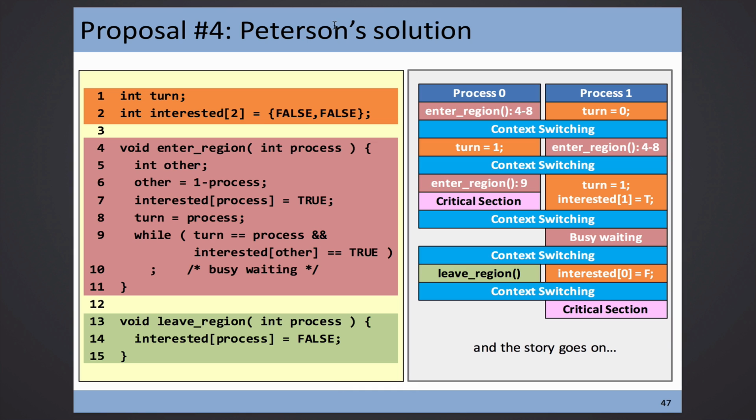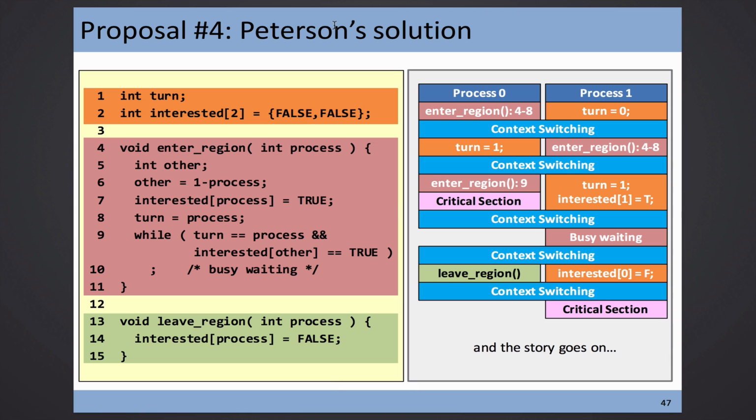Then I have this enter section executed first for process 0, and this goes through lines 4 to 8. So what is the code being executed? First, I need to compute who is my opponent. The opponent is very easy. That's why I said it's hard to extend, because in the design of this program, I only focus on two processes. If I am 0, then the other guy is 1. If I am 1, the other guy is 0.